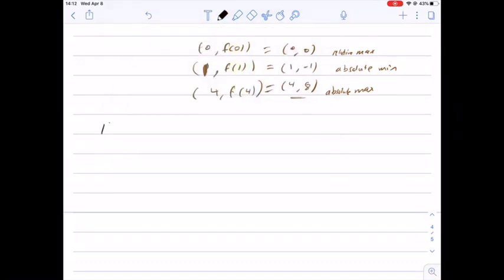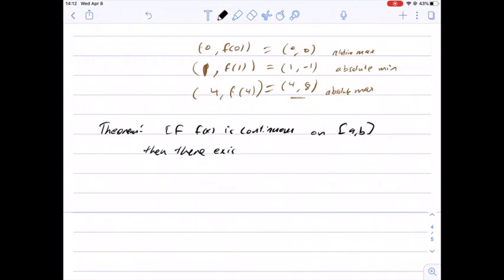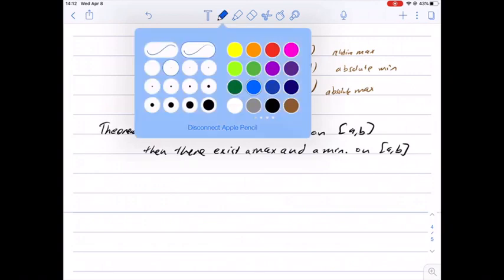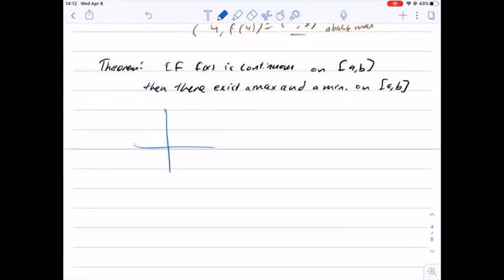Now we have some useful theorem. If the function f of x is continuous on some interval a, b, then there exists a maximum and a minimum on that interval. Because if the function is continuous on some interval, for example, this is continuous on some interval a to b, so we should have minimum value and maximum value of that function.